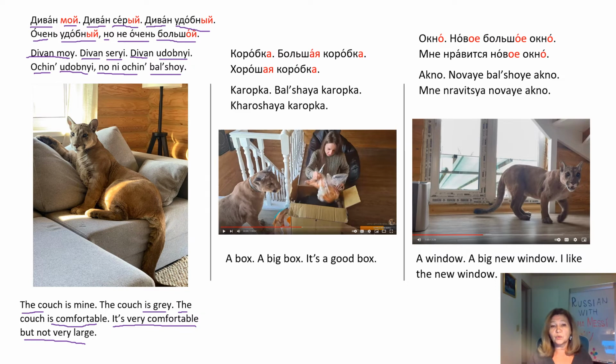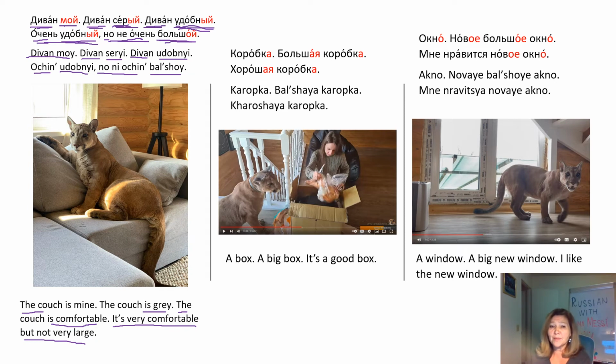А что вы думаете? Okay, so here is our gender masculine. Диван мой. Диван серый. Диван удобный. Очень удобный, но не очень большой. The new color серый, gray, and new adjective удобный, comfortable. Очень удобный, very comfortable, но не очень большой, but not very big.